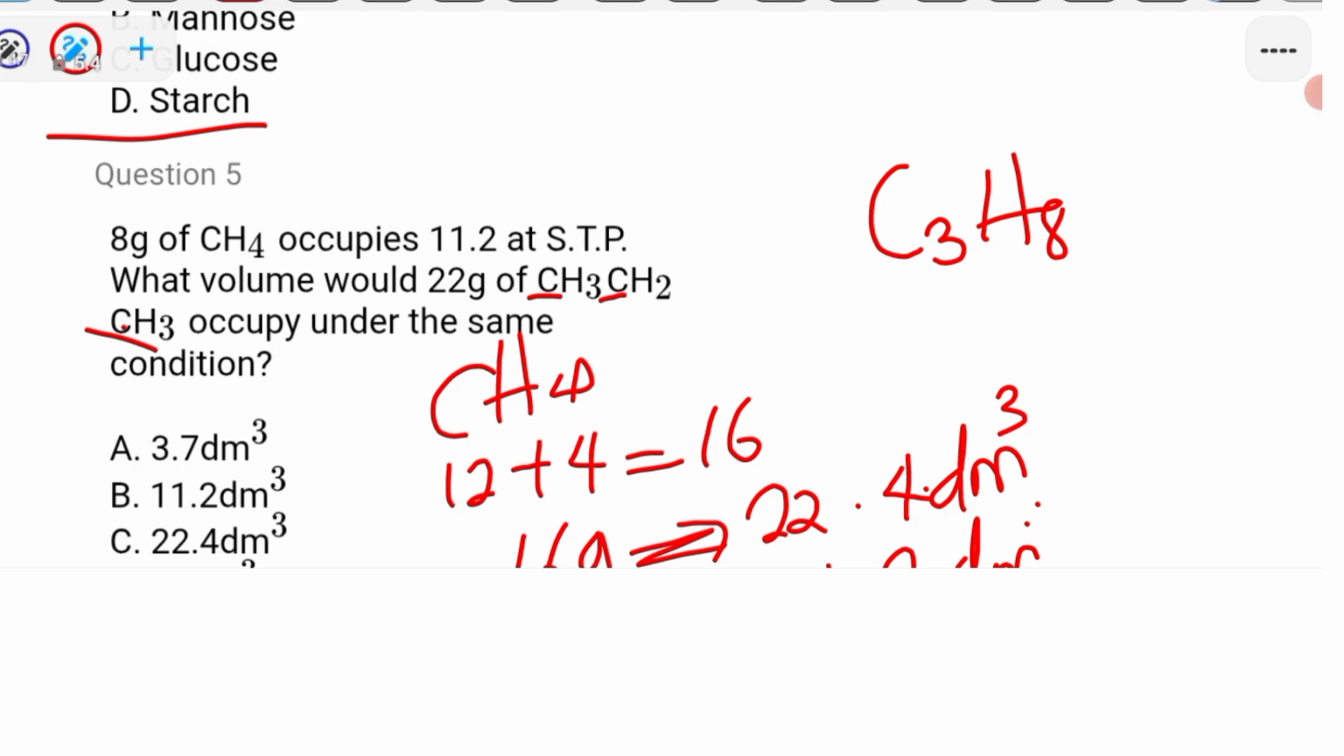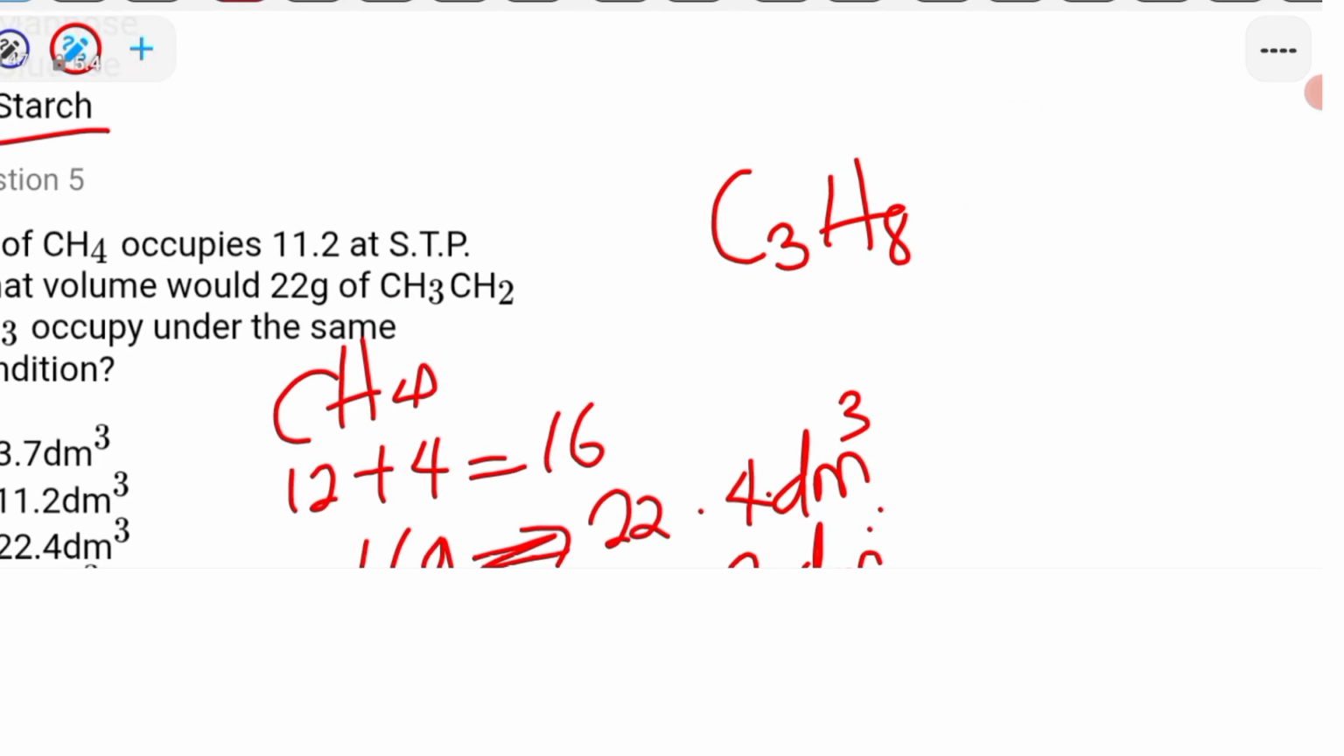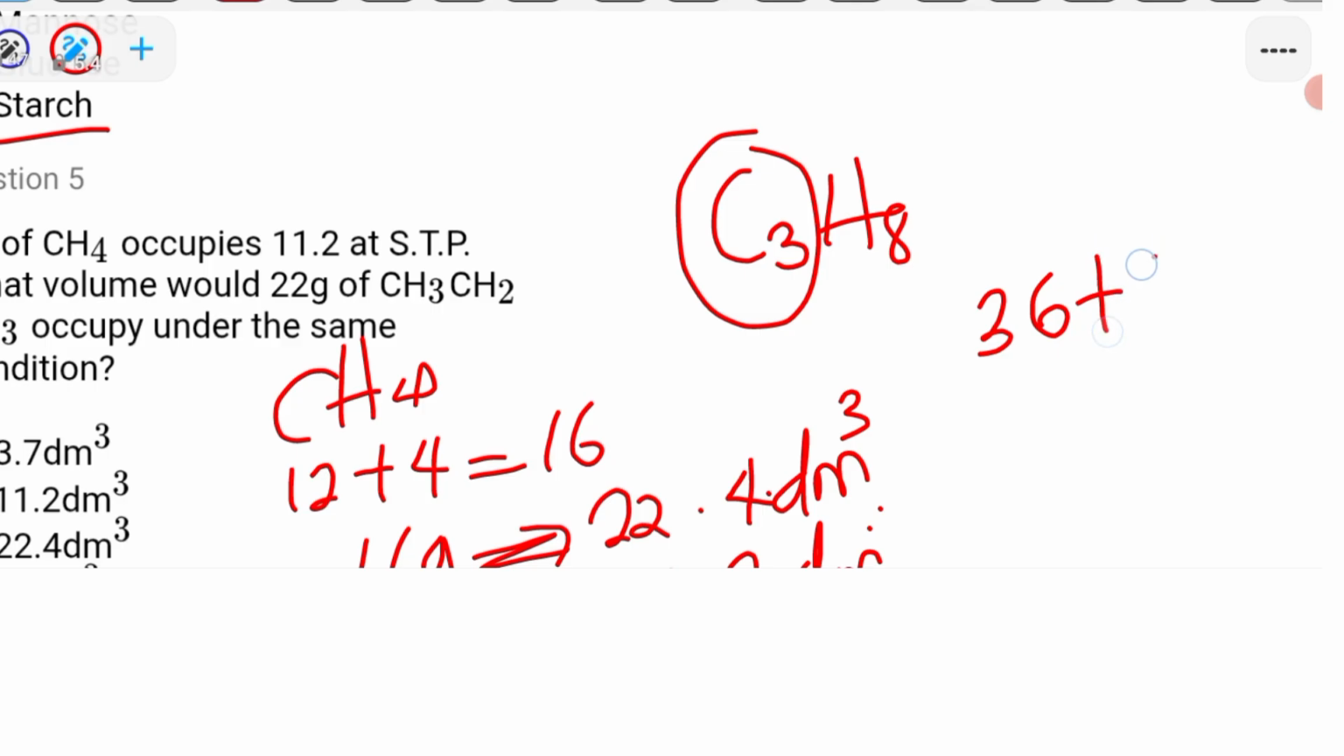Then all the hydrogen there, they are 8 in number. As you can see, 3 plus 2 is 5, 5 plus 3 is 8. So that's C3H8. Then find the molar mass. This is 12 times 3, which will give you 36. 36 plus 8 here, which is hydrogen, will give you 44.